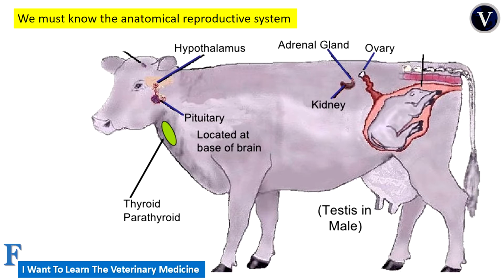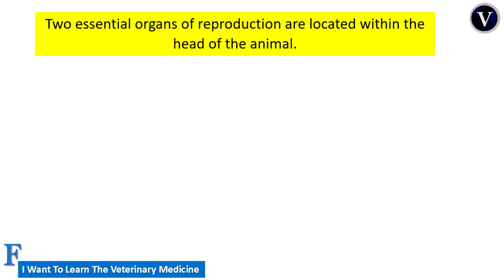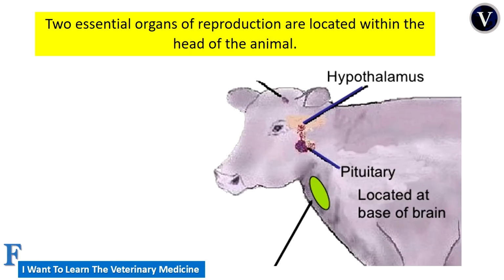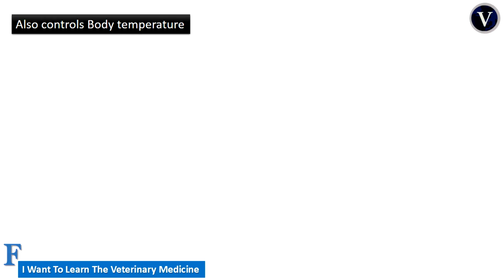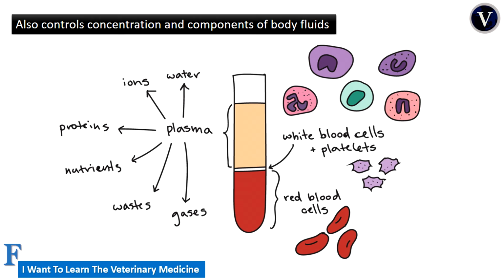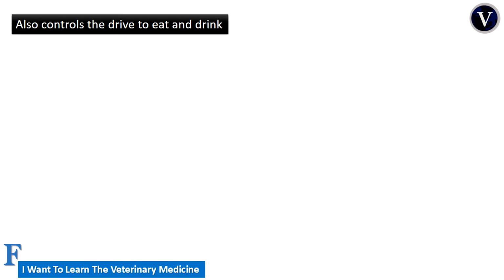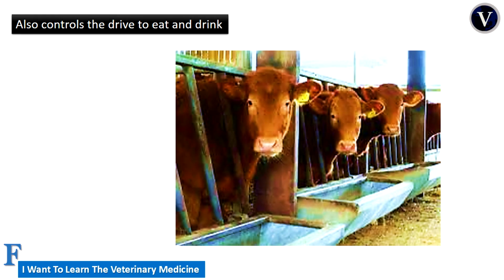So we will begin with 2 essential organs of reproduction located within the head of the animal: the hypothalamus and the pituitary gland. The hypothalamus controls several body processes, behavior and reproductive processes, and it also controls body temperature, concentration and components of body fluids, and the drive to eat and drink. These are just a few functions of the hypothalamus.